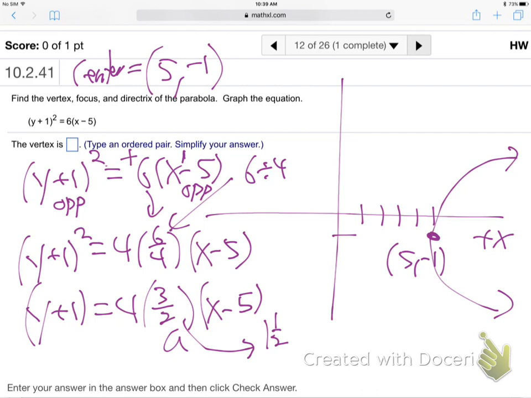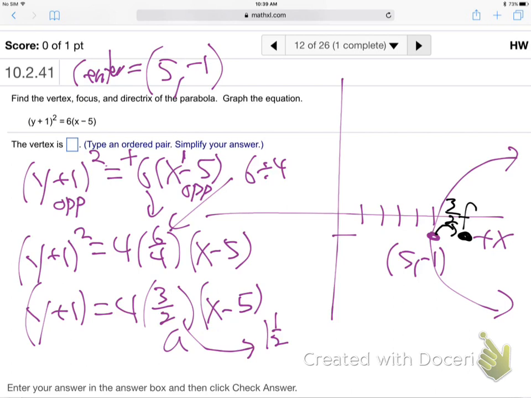So 1 and a half where? Well, where's the focus? It's always inside the parabola, huh? So I go 1 and a half to the right, the focus point. It's 3 halves to the right. Everybody with me? From the center to the focus is 3 halves, isn't it?